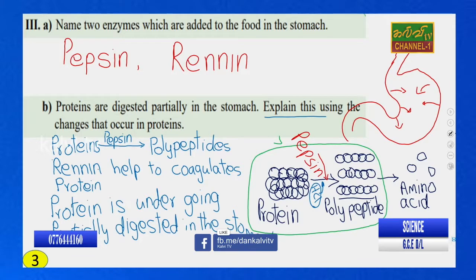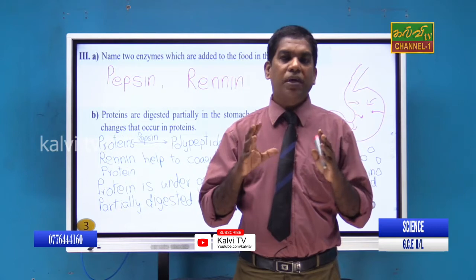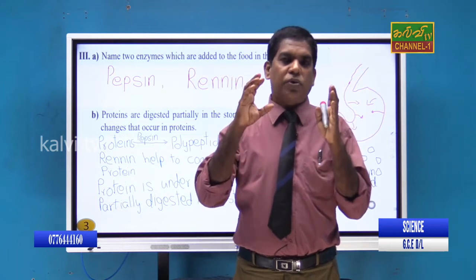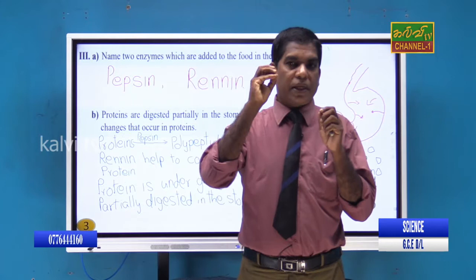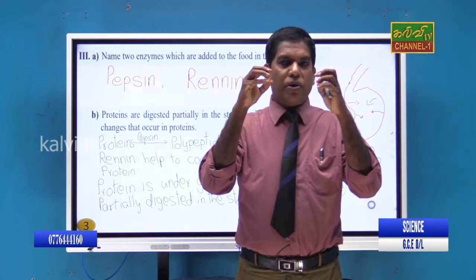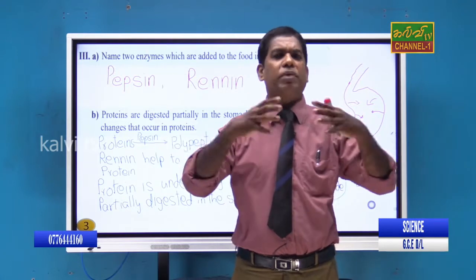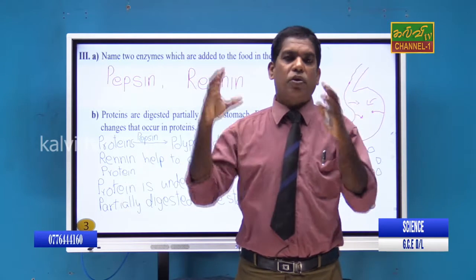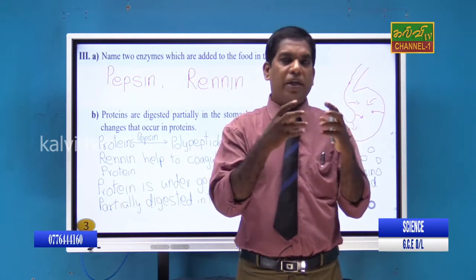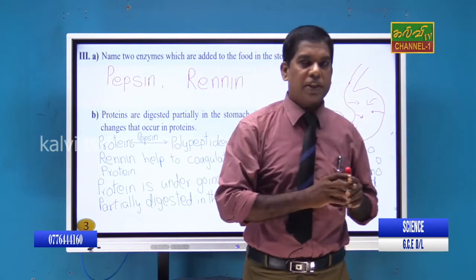Okay, students, you should know what protein is as a polymer. Its basic structural unit is amino acids. Two amino acids combine and make a peptide bond. So many amino acids make a polypeptide. So protein is converted to polypeptide, then that peptide bond is going to break and make amino acids.